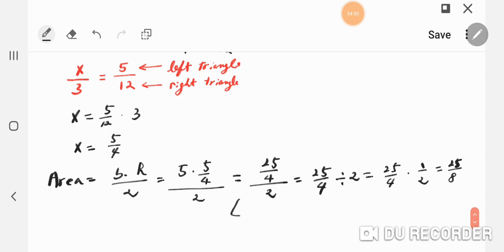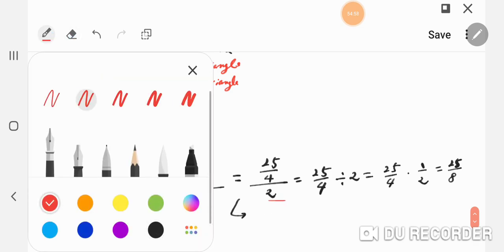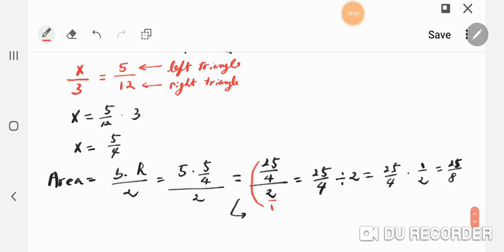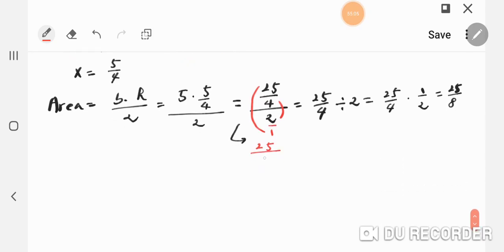Or from here, you can do it this way. 2 equals 2 over 1, right? So use POPI. What is POPI? Product of outside over product of inside. So 25 over 8. So that's the area.